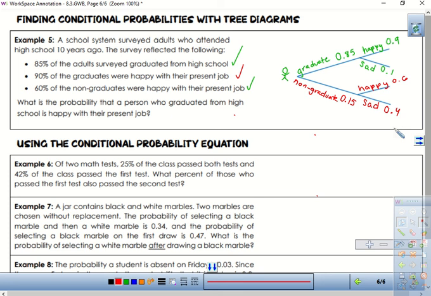So now we're going to track through the tree diagram to figure out what the situation is. What is the probability that a person who graduated from high school is happy with their present job? So what decimal graduated from high school? It's 0.85. Good. Times how many of those people were happy? 0.9. So if you multiply those two together, that will give you the amount of people who graduated and were also happy. So 0.85 times 0.9, and that should give you approximately 76.5%.